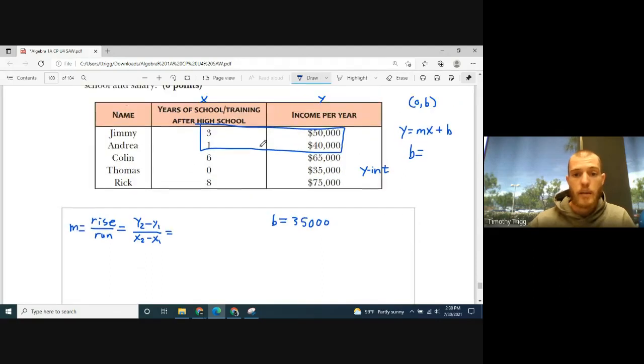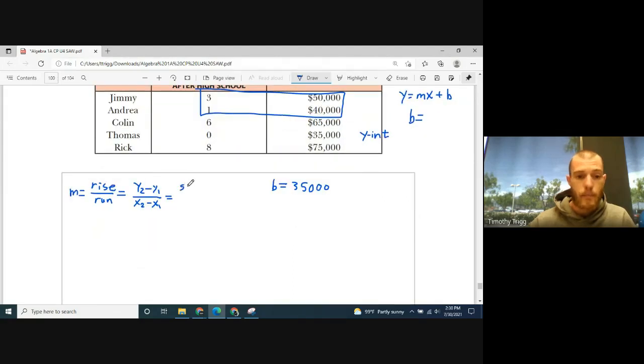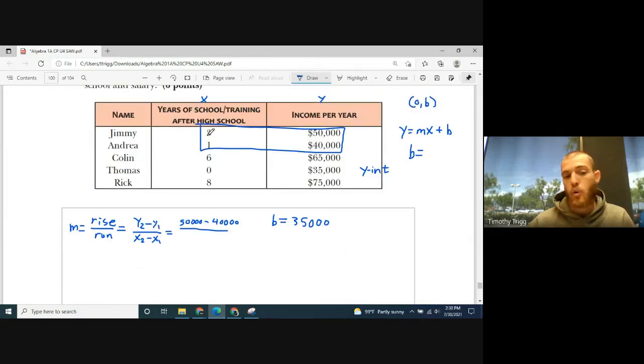So we're going to subtract the y values. So I'll do 50,000 minus 40,000 over, and then I subtract those corresponding x values. Since I did 50,000 minus 40,000, I'll have to do 3 minus 1. Okay, make sure you go in the same order. If I did this minus that, I have to do this minus that. Oops, that should be a 1, not a 2.